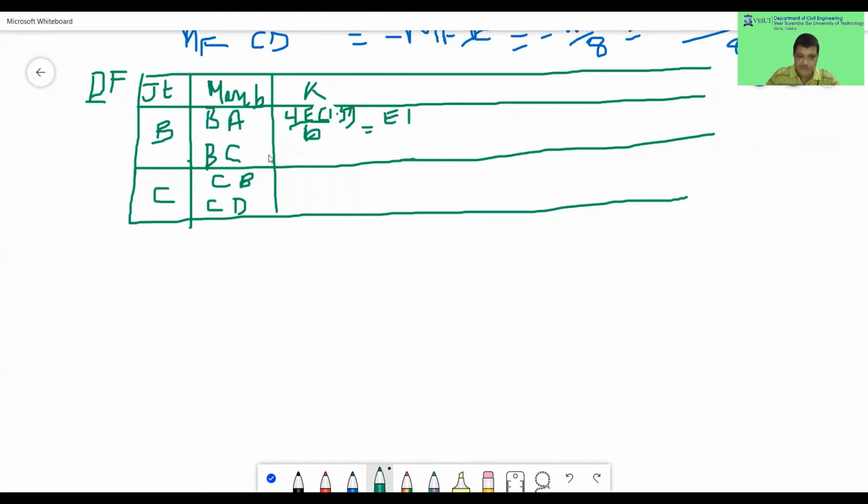So it becomes 1 EI. Even for BC it is 4EI by L, 4EI by L is equal to 3, so it becomes 4 by 3 EI. Okay. Or you can say this comes out to 1.33 EI. If you go for calculations, the sigma K will come as 2.33 EI, right?